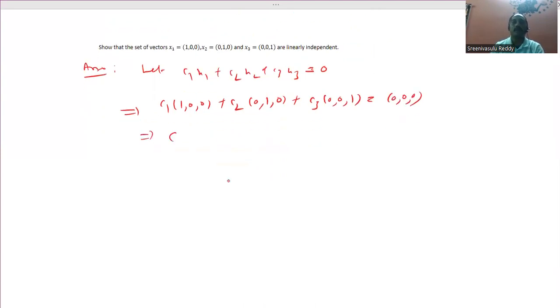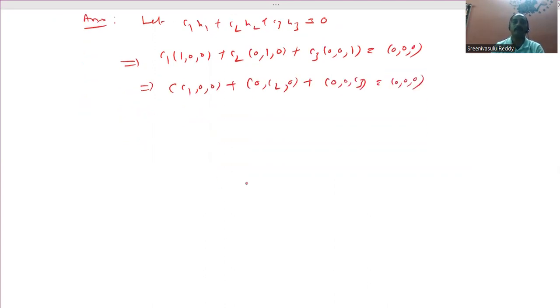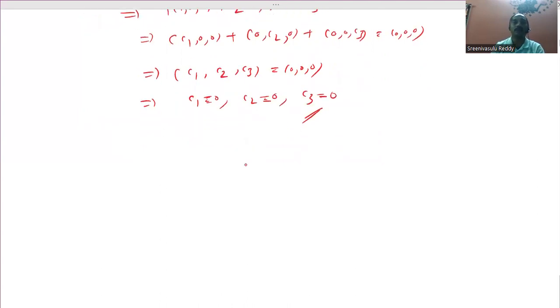Now, send the scalar inside of the vector. It becomes like this. Now, adding the vectors, because all are 3-tuples, as per tuple addition, this value becomes like this, component-wise addition. 3-tuples are equal if and only if their corresponding components are equal. Now you observe that every scalar should be 0: C1 is 0, C2 is 0, C3 is 0. Therefore, our given set of vectors x1, x2, x3 are linearly independent. That's all.